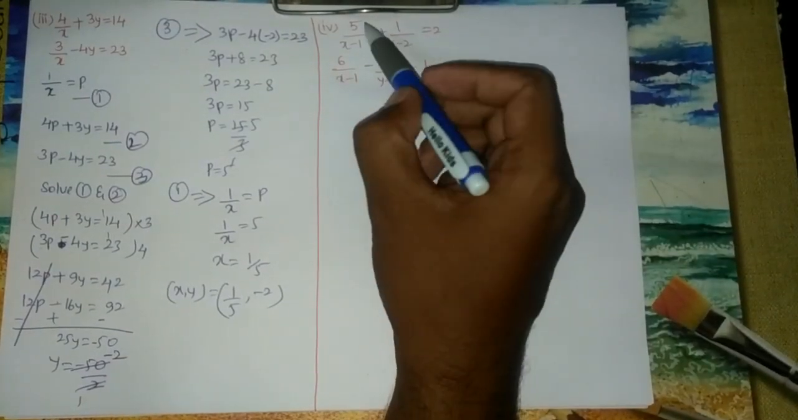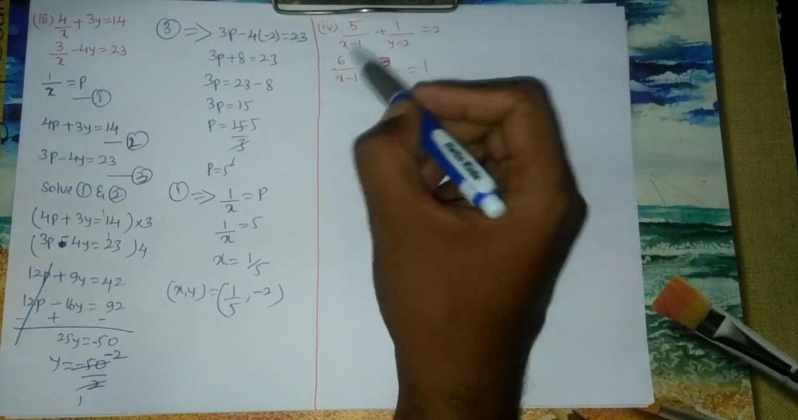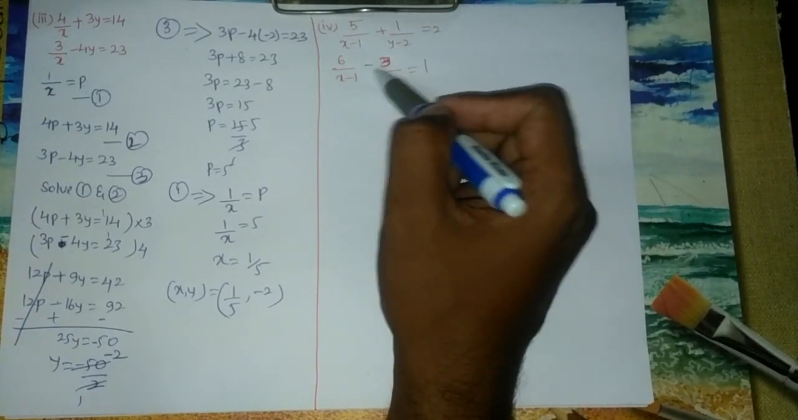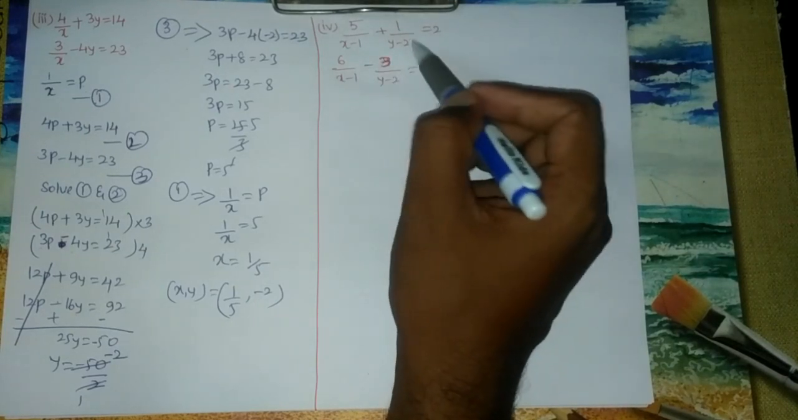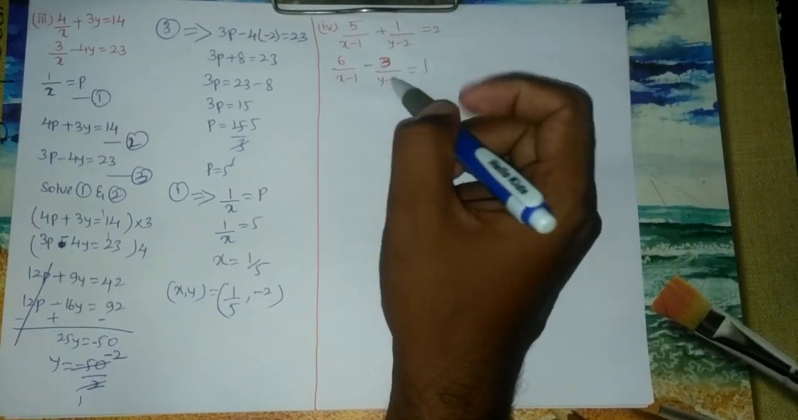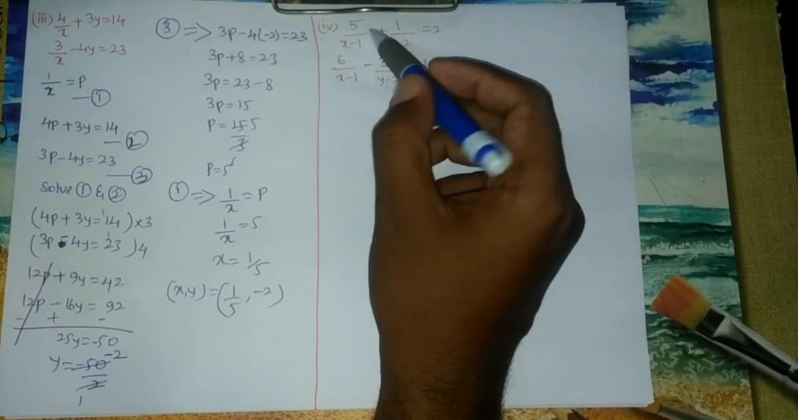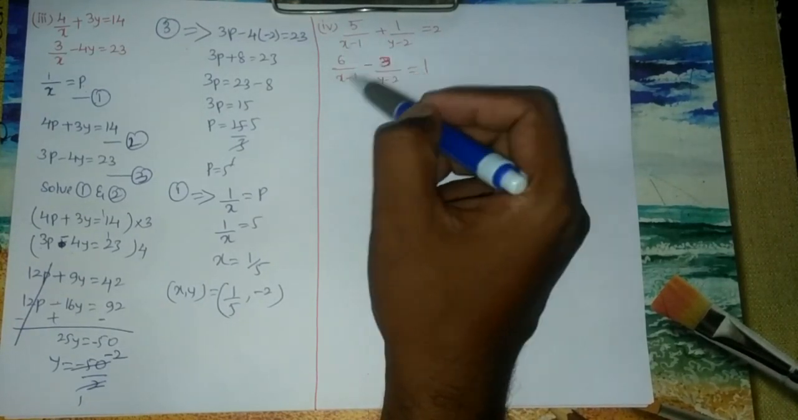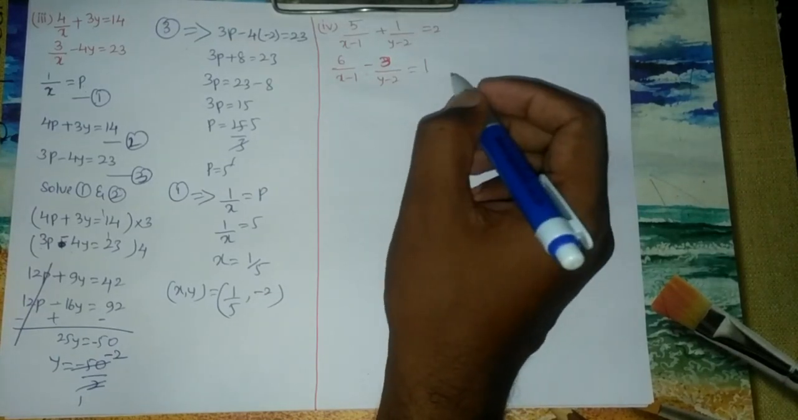Fourth part, 5 by x minus 1 plus 1 by y minus 2 equals 2, and 6 by x minus 1 minus 3 by y minus 2 equals 1. So let us reduce these equations into linear equations. Now you observe in both equations, the denominators x minus 1 and y minus 2 are the same, or common.